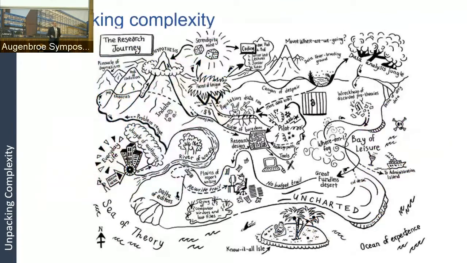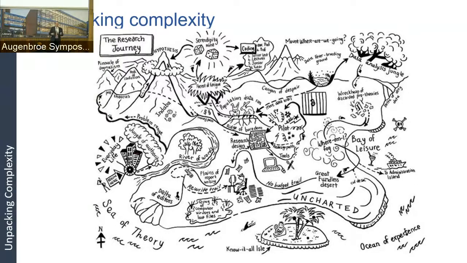So that's a lot of stuff to take in and a long road that we've traveled. So, unpacking complexity. This is one of the many maps you can find if you Google about the research journey and everything that's in there. Yeah, this theory and the ocean of experience and all that stuff, where I always had the guiding hand of Fried to put me in the right direction and where I'm still trying to find my way now.